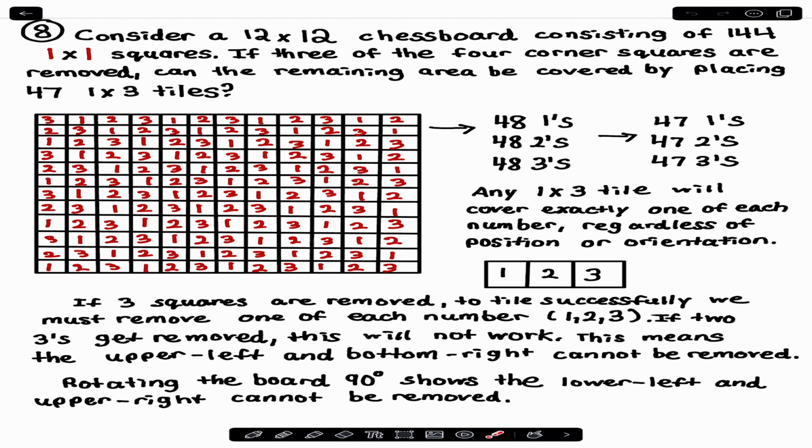And from the last problem, we need to consider rotations as well, because rotations of the board are considered to be equivalent positions. We find that rotating the board 90 degrees shows that the lower left and the upper right corners cannot be removed as well, because if we were to take this board and rotate it 90 degrees, this 3 would move over here, and this 3 would move over here. So now we would have the 3 here and the 3 here, so the lower left and the upper right corners cannot both be removed as well.